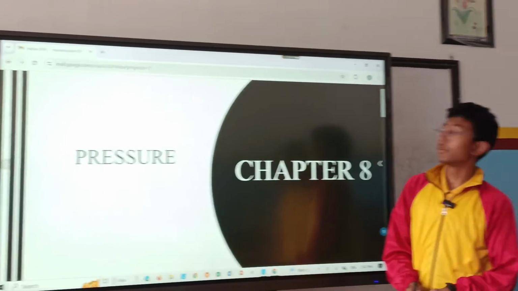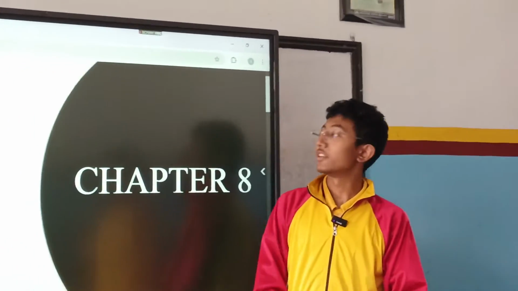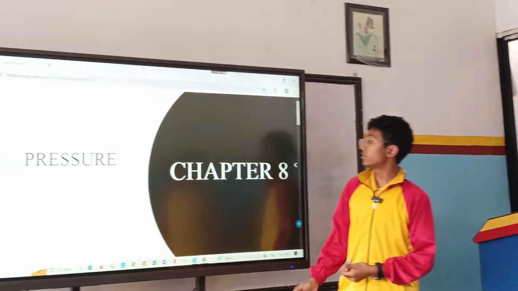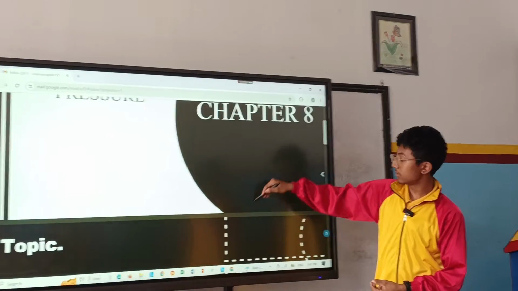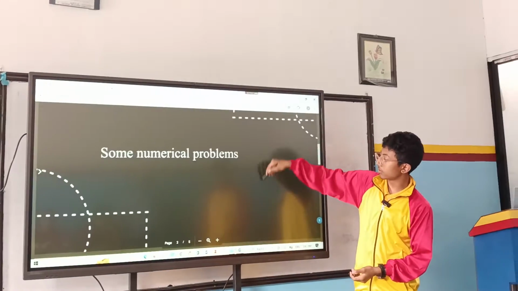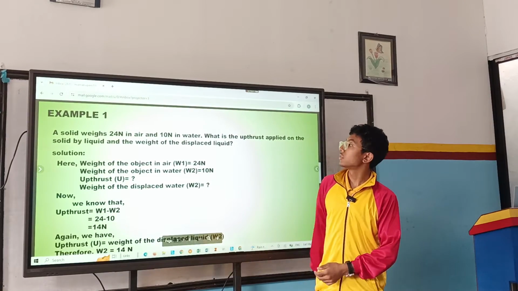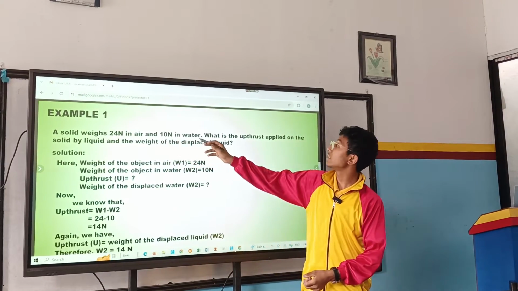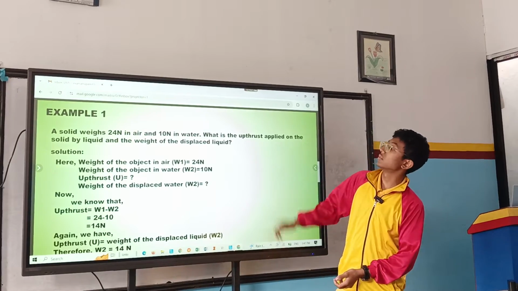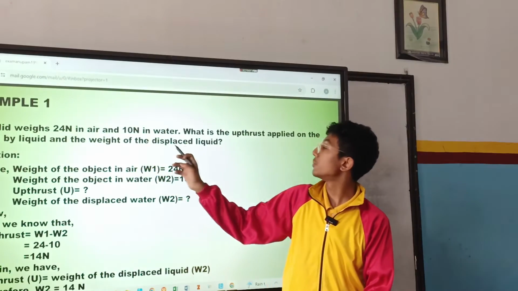So, namaskar everyone. Shrijal has made this slide on the pressure chapter about some numericals, so let's discuss that. Here is example number 1. A solid weighs 24 Newton in air and 10 Newton in water. What is the upthrust applied on the solid by the liquid and the weight of the displaced liquid?